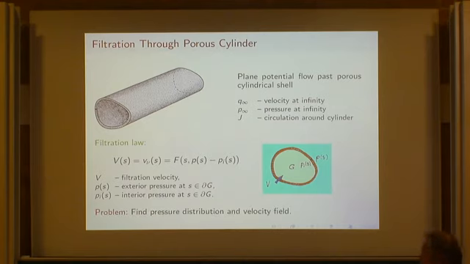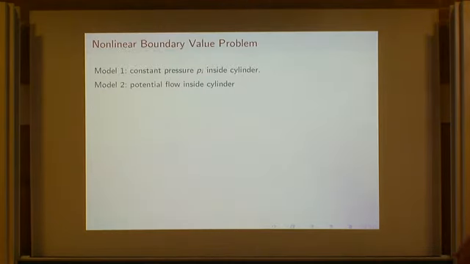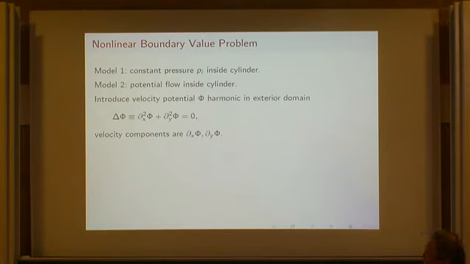One of the possible problems is to find the pressure distribution inside this hollow cylinder and the velocity field outside. There are different models which go back to the paper of Prof, and the simplest model is to assume that the pressure inside the cylinder is constant. So let's say the fluid somehow goes away and it's just an empty cylinder with a constant pressure filled with air or so. And we can also model potential flow inside the cylinder. So, how to transform this to a Riemann-Hilbert problem?